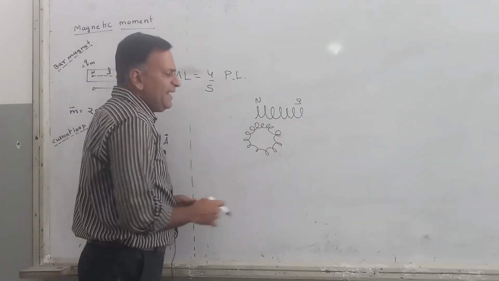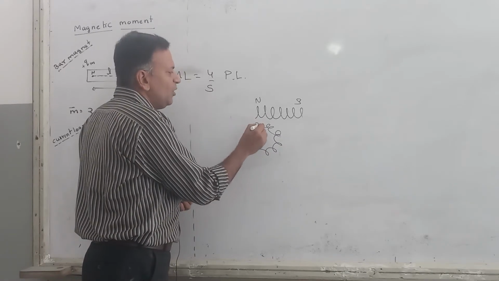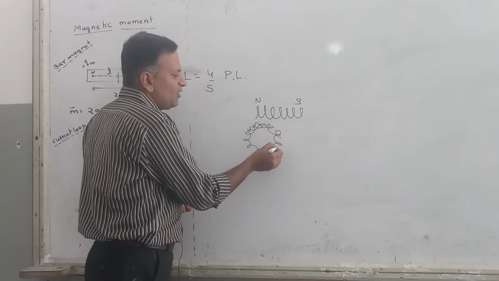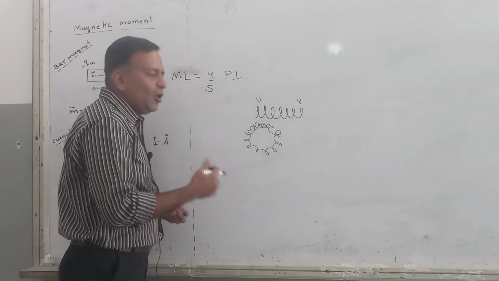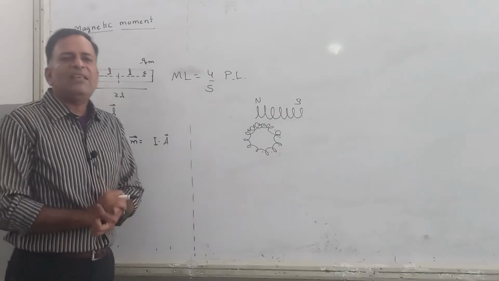So this toroid, if you try to locate, then every loop has a north pole and south pole: north pole, south pole, north, south, north, south, north, south, north, south. But there is no net north pole of this. There is no net south pole of this. So one example is the toroidal solenoid.